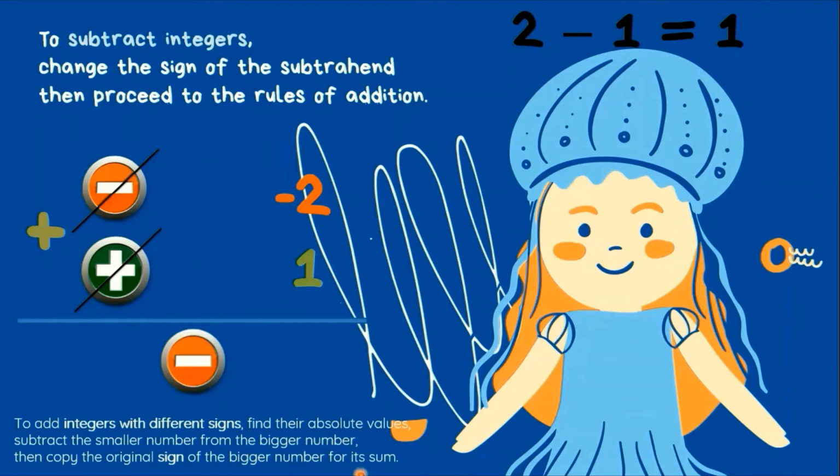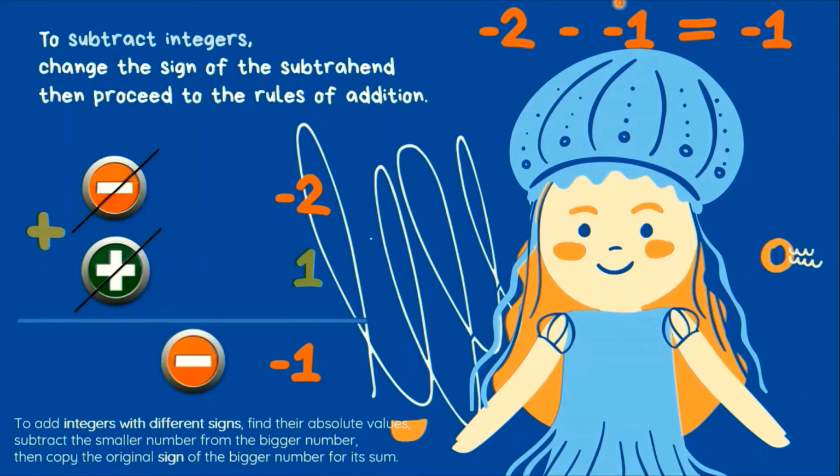Next, for the sign of our sum, yung ating pinakasagot, copy the original sign of the bigger number. Kanina, kinuha natin yung absolute values nila. This is positive 2 and this is positive 1. So, between 2 and 1, mas malaki si 2. Ang original sign ni 2 ay negative. Negative 2 siya. Kaya ito namang ating sagot na 1 ay magiging negative 1. Negative 2 plus positive 1 is negative 1. Yung ating original na problem kanina ay negative 2 minus negative 1. Ang sagot natin dun ay negative 1.